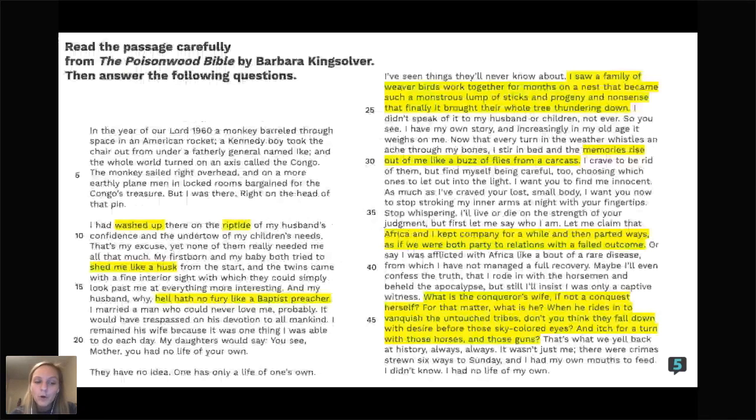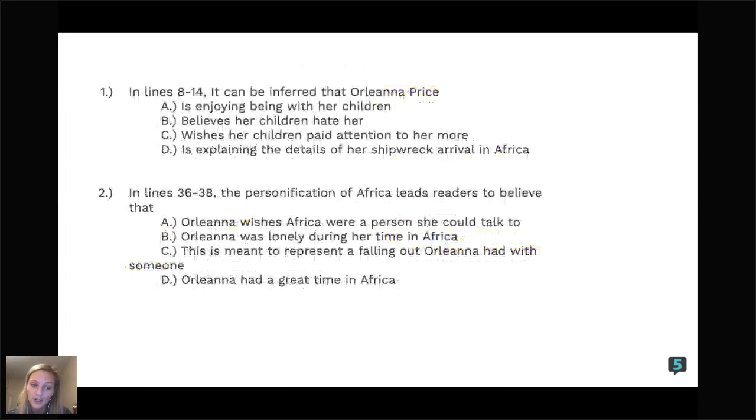I get how people could conclude that this was an answer if they briefly read over the passage, like skimmed it and saw Africa and I kept company. And we're like, oh, great, awesome, that's the answer. But if you read the rest of the sentence, that's not the right answer, because it talks about how they parted ways as if we were both parties to relations with a failed outcome. So Orleana does not wish Africa were a person she could talk to, unfortunately.